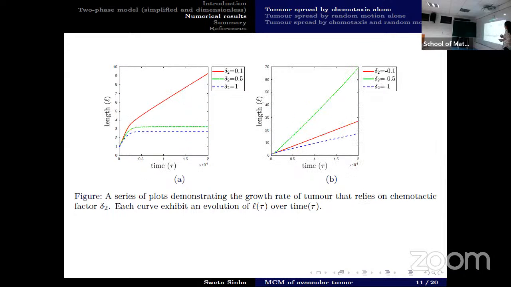Now in figure 2, when we vary delta 2, we observe that when we increase it, the growth rate of the tumor gradually acquires a steady state. While if we take the negative of delta 2, the growth rate goes linearly, but as we decrease it, the growth rate is also decreasing.